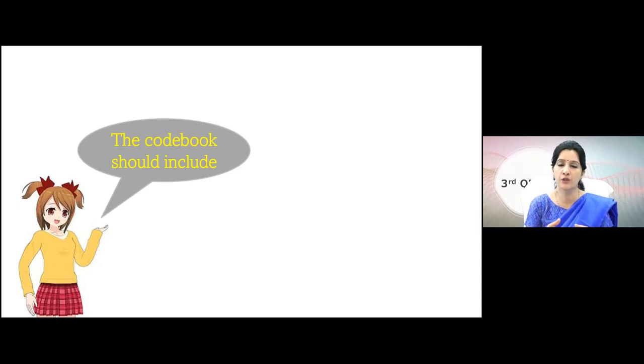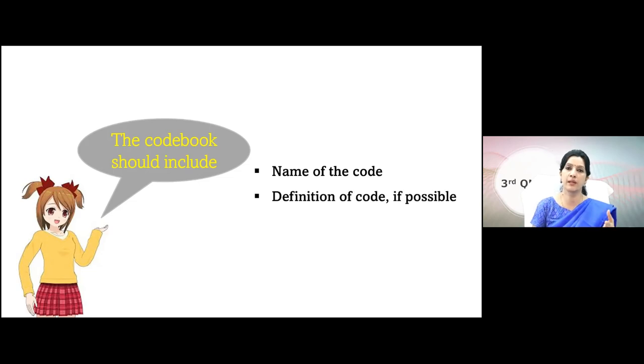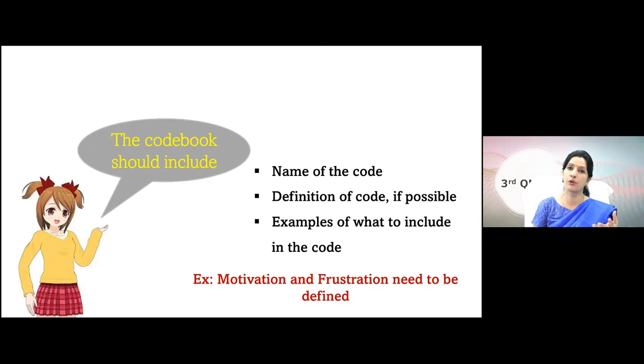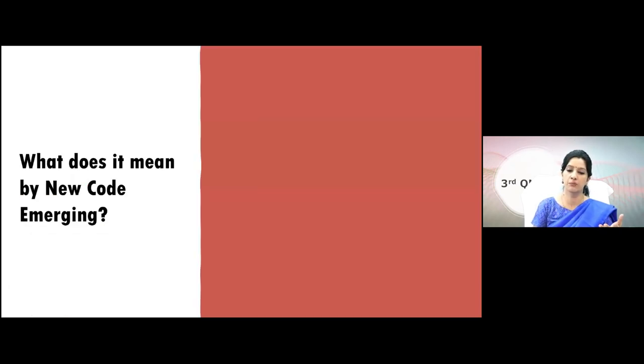In many research studies, you must have read that there were two coders. So in your manuscript also, you can decide to have collaborative coding, meaning two persons can do the coding, obviously on separate files, and then you can merge the codes and discuss the themes. Your code book should include the name of the code, the description of the code if possible, and an example of what to include in the code. Like in this case, motivation and frustration need to be defined.